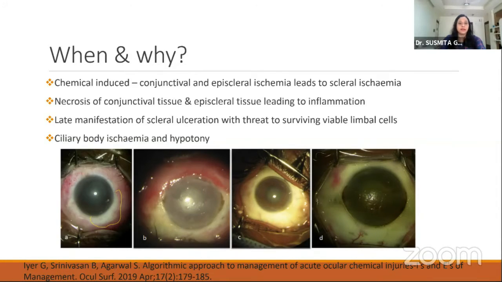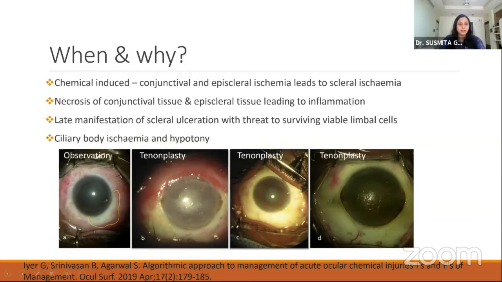We lose the eye once the ciliary ischemia and hypotony sets in. So these are 4 images from this published paper from Sankara Nethralaya by Dr. Iyer's group. As you can see, in the leftmost picture there is a small area of scleral ischemia, which is highlighted with the help of a yellow marking. The remaining 3 pictures on the right show a much higher degree of scleral ischemia.